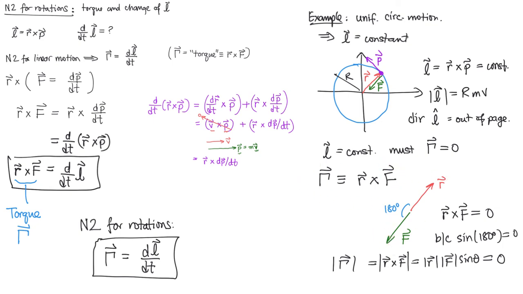Okay, so we've introduced angular momentum, we've introduced Newton's second law for rotations. In other words, to bring about a change in angular momentum, you must apply a torque. And we've shown a very simple example of a situation where angular momentum is constant and torque is 0. Those are two equivalent statements.